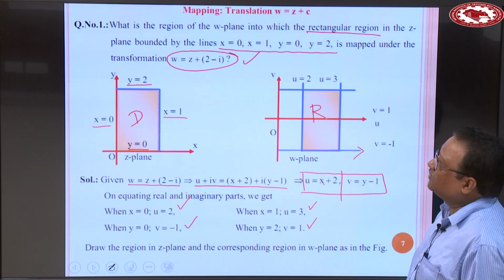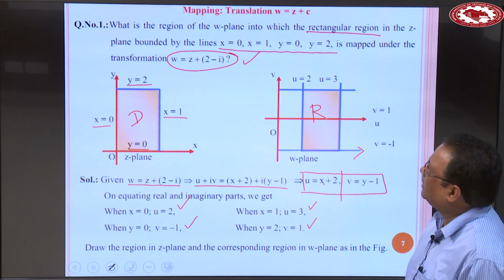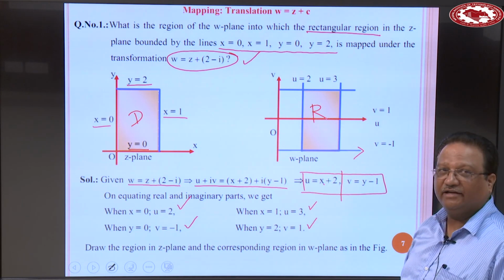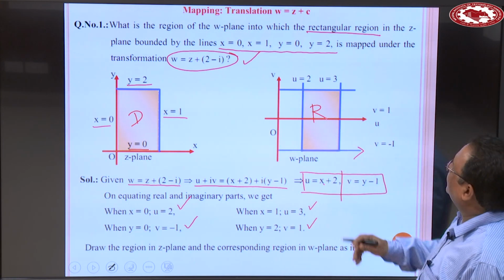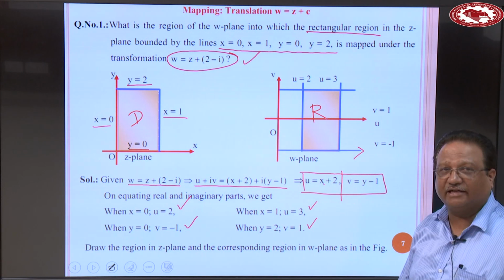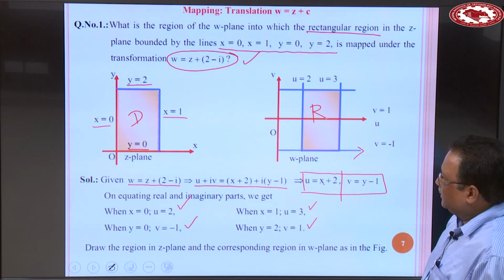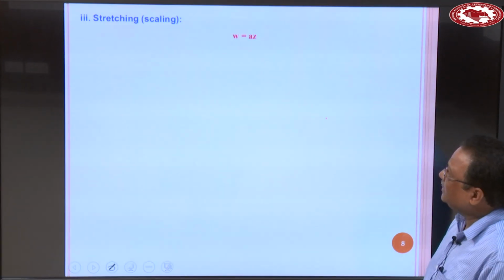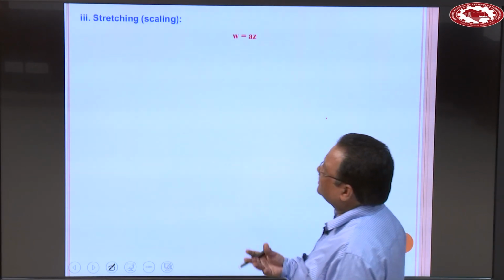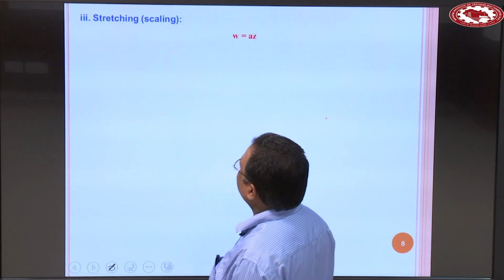So in this way you can find the region of the w plane into which this type of region in the z plane, bounded by these lines, is mapped under this type of transformation. Okay. So solve a few problems of this type. Now the third standard transformation is stretching or scaling.